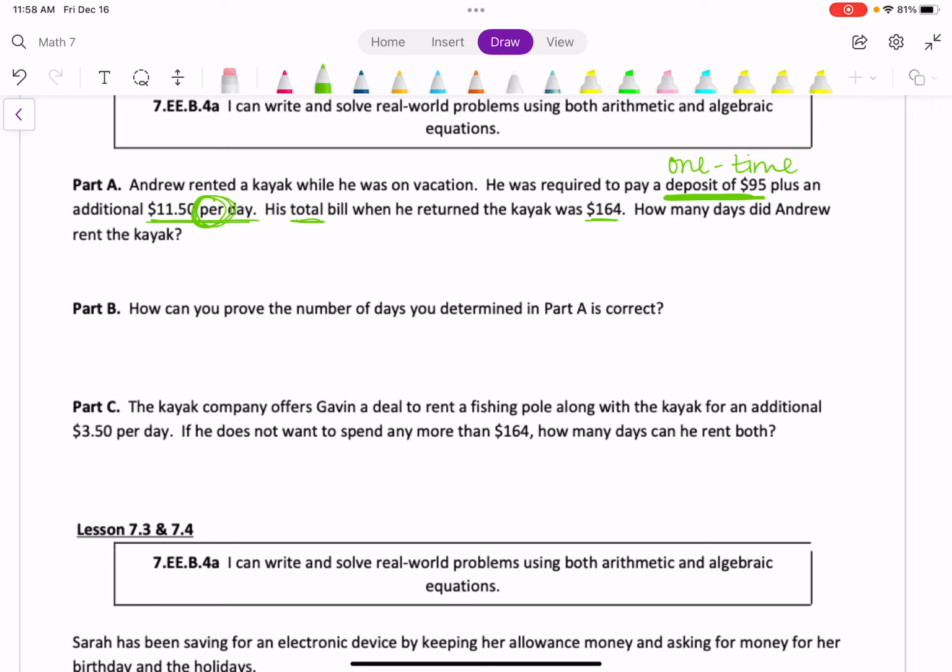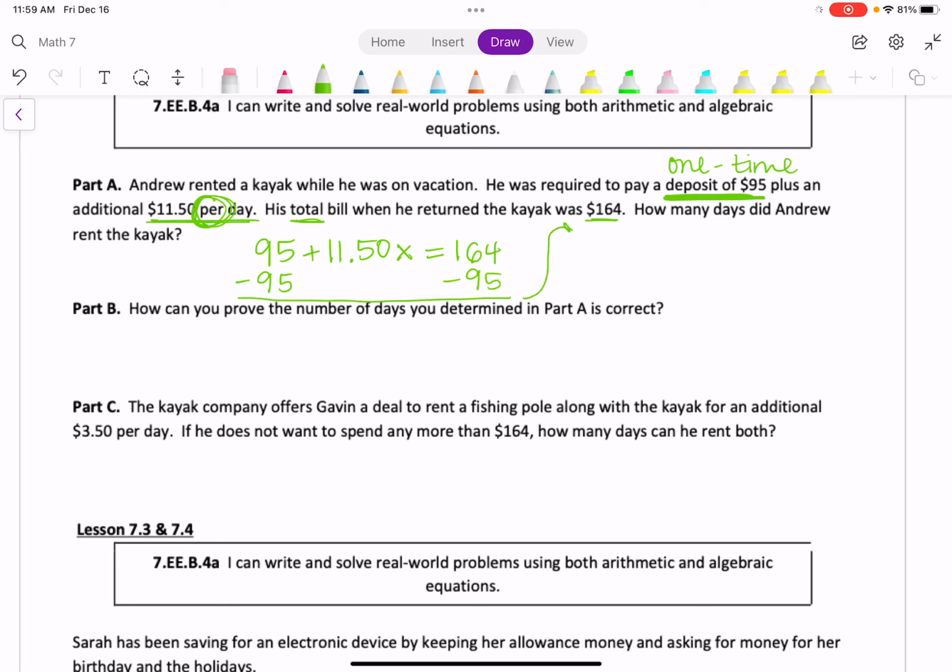How many days did Andrew rent the kayak? So I'm going to write an equation for this. We start out paying $95 plus $11.50 per day equals $164. And then I subtract my 95.